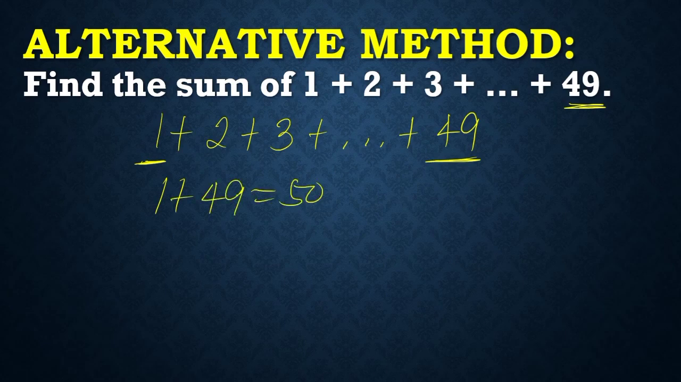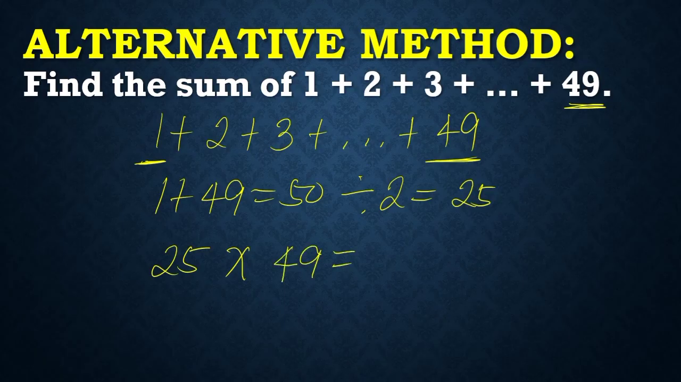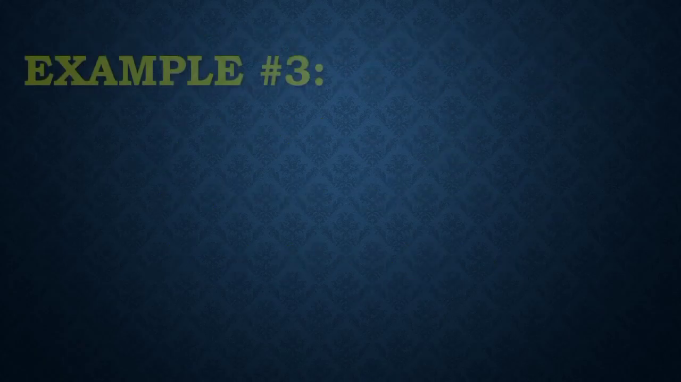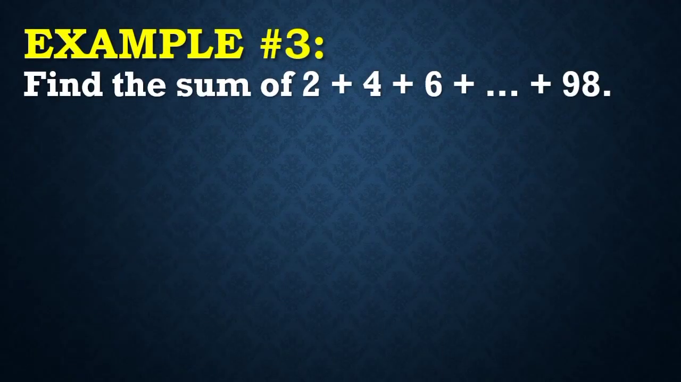After we add the first and last term, i-divide naman natin ngayon siya sa 2. And that is 25. So, the last step, yung 25 na nakuha natin, imumultiply natin dun sa number of terms, and that is 49. So, the answer is 1,225 also. For our next example, find the sum of 2 plus 4 plus 6 up to 98.